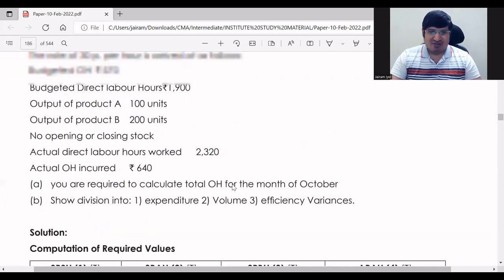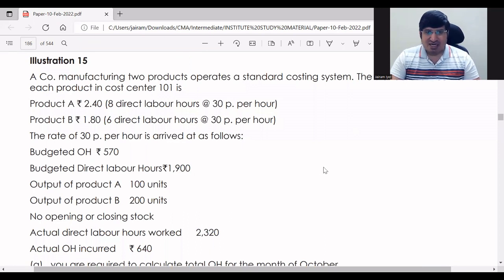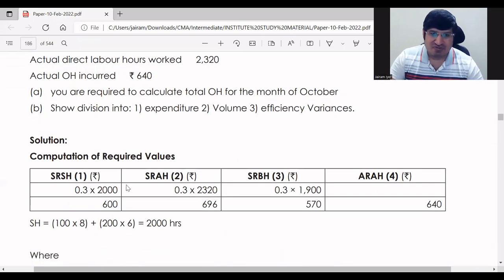So first thing is, what is our standard rate? It is 30 paise, 0.3. Okay. So you have SR. SR is 0.3 for all the cases. That is the first thing you have. We are just trying to input the values in the table.